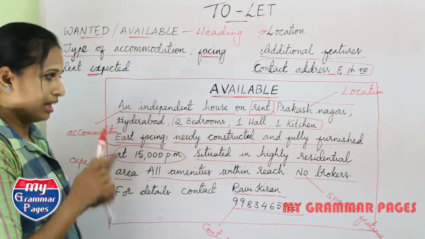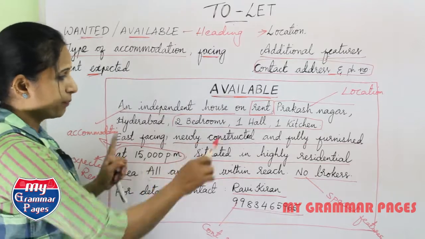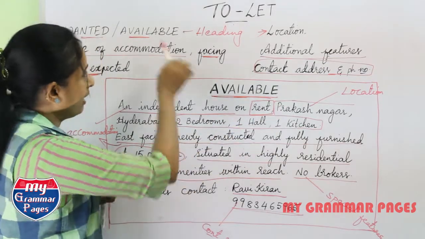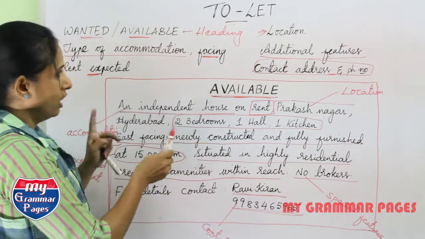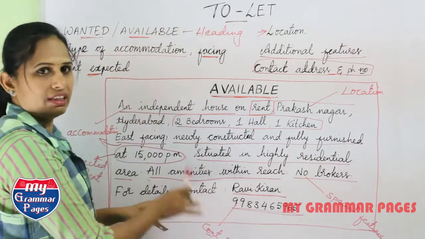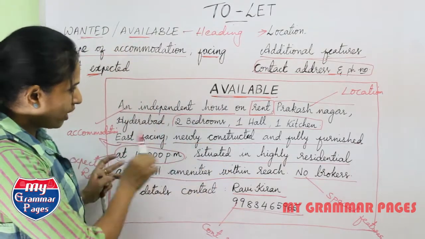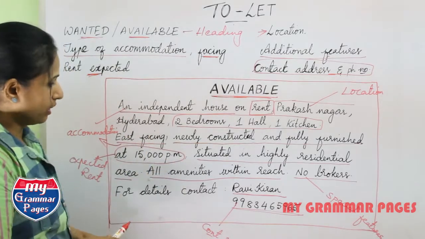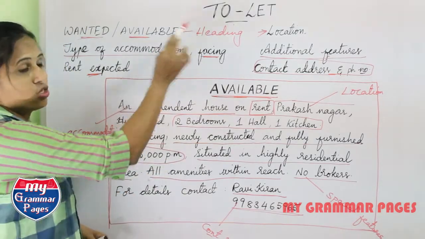In this, as already discussed, remember there is no sentence formation. Simply we have placed commas, and whatever features we want to give here, we have directly given in the ad. In no way did we follow complete sentences in the classified. So this is all about the to-let ad.